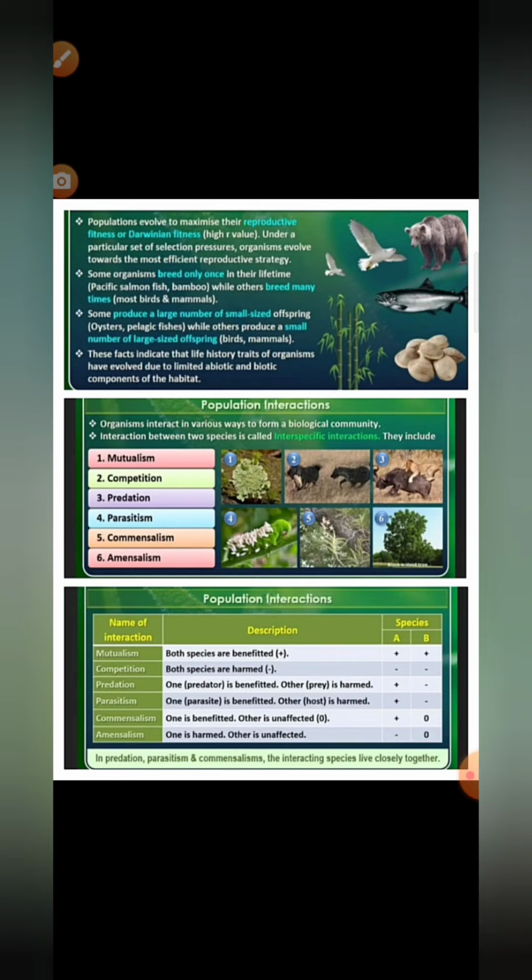interactions between two species are known as interspecific interactions. These are interactions of the populations between two different species. The interactions may be beneficial, a positive effect; harmful or detrimental, a negative effect; or neutral, or it may not have any effect. Right? So we will know about these five: mutualism, competition, predation, parasitism, commensalism and amensalism. Clear?